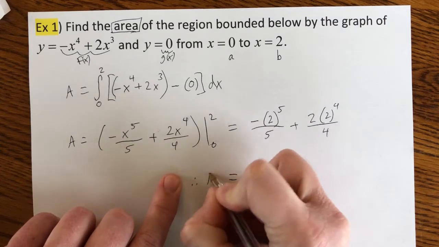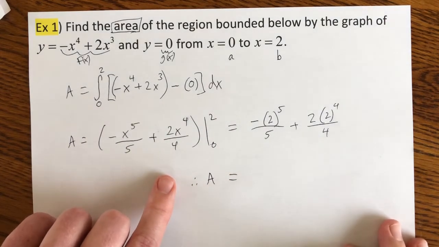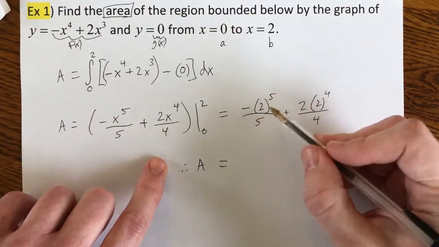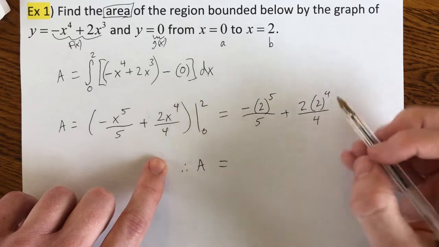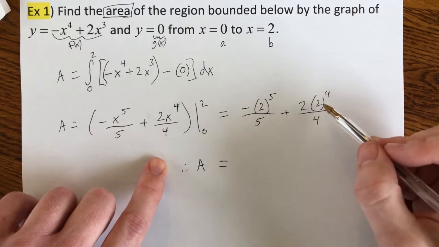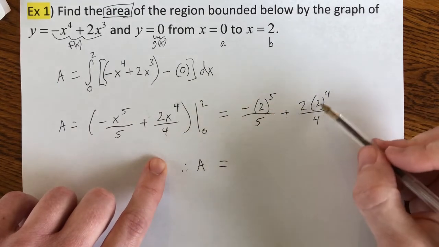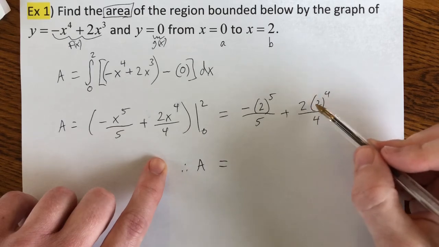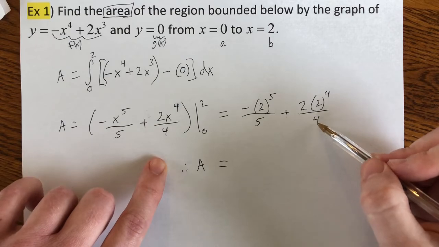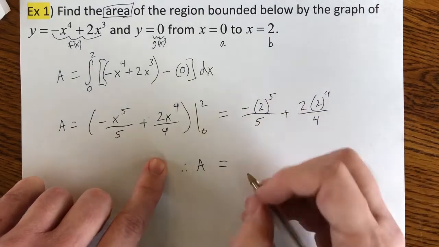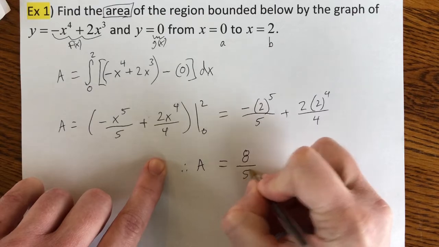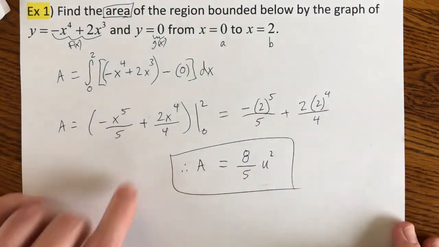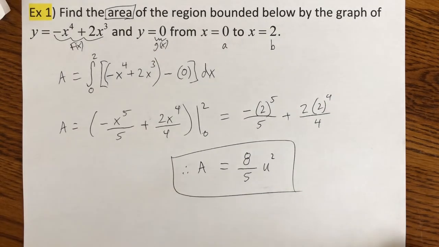So therefore, area of the bounded region here is going to be equal to what? Well, whatever this is, negative 32 fifths plus, let's see, 32 over 4 is 8. So if we add these together correctly, I believe we get 8 fifths units squared. You can check that on your calculator if you like. All right, let's move on to the next example.